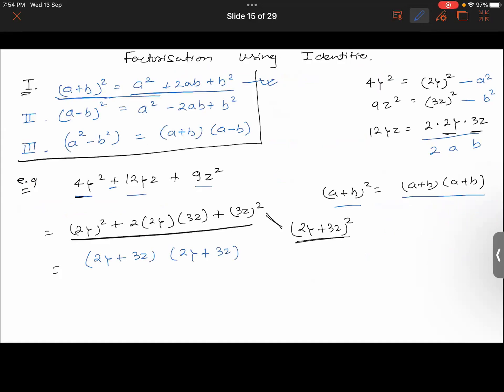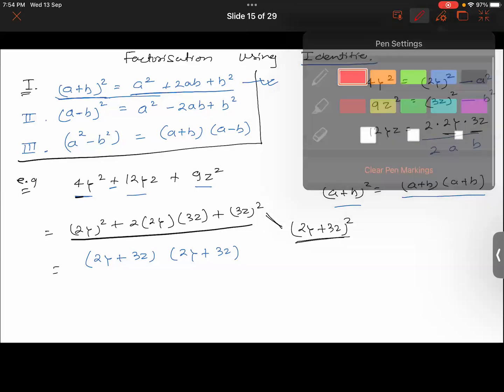Okay. Further, in the previous class, we also talked about factorization using identities. Guys, quickly tell me what were the 3 identities you had studied in algebraic expressions as well.